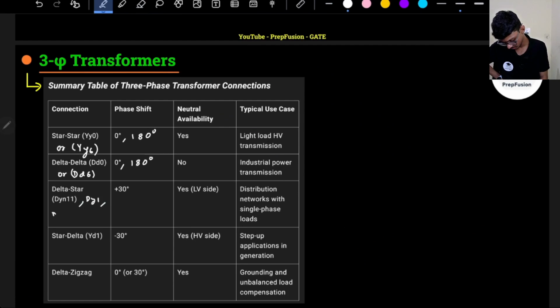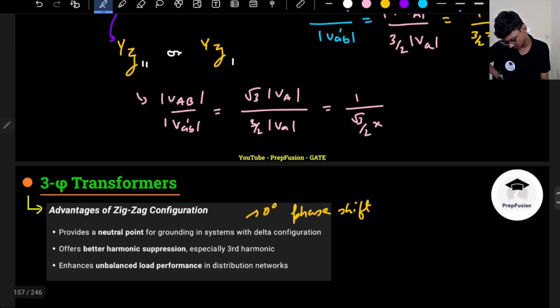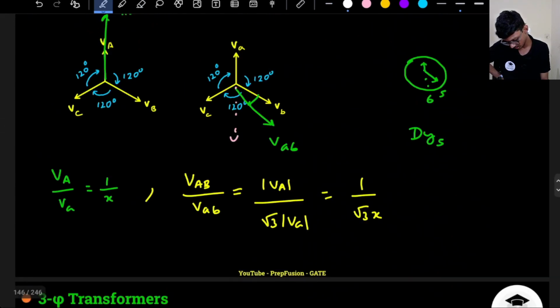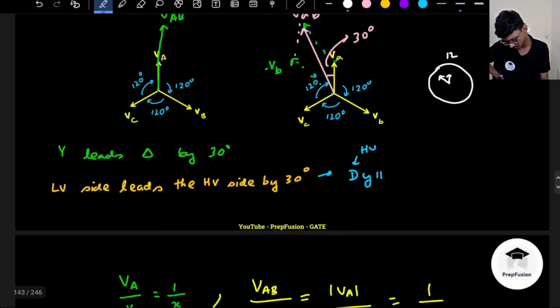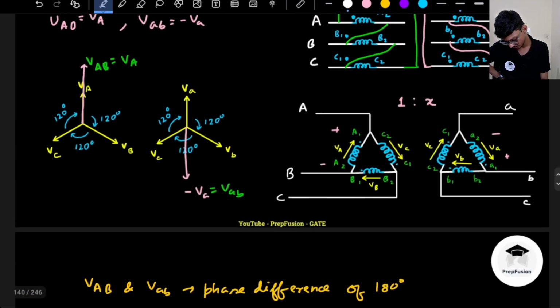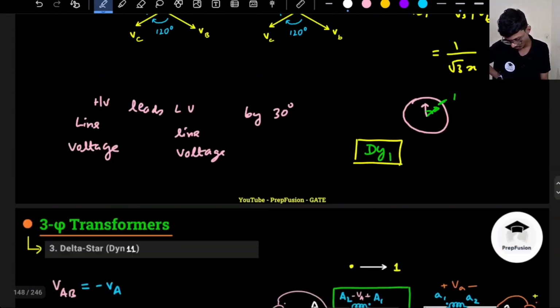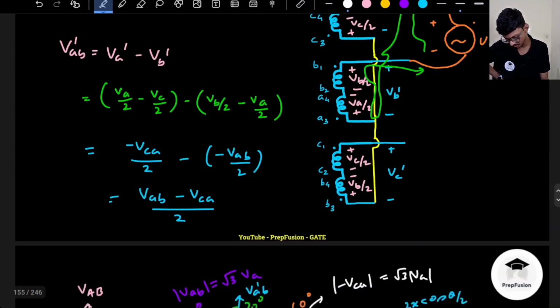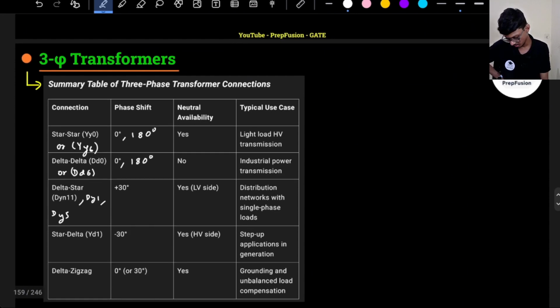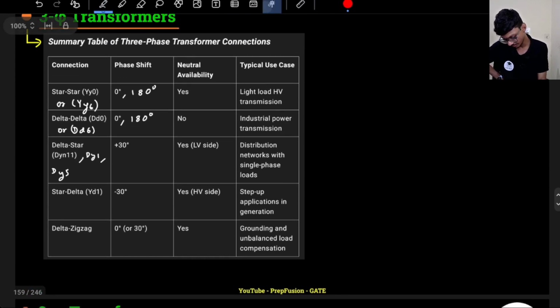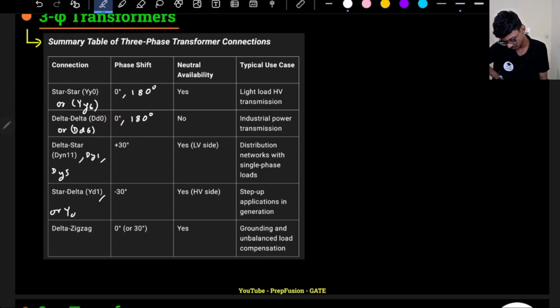Dy1, then Dy5, and one more was there, right? I guess it was Dy11, that's it. Others can also be there, I've just not derived it. Now it will provide always plus 30 degree of phase shift. Star delta, again Yd1 is there, Yd11 is also there, and others are also there.